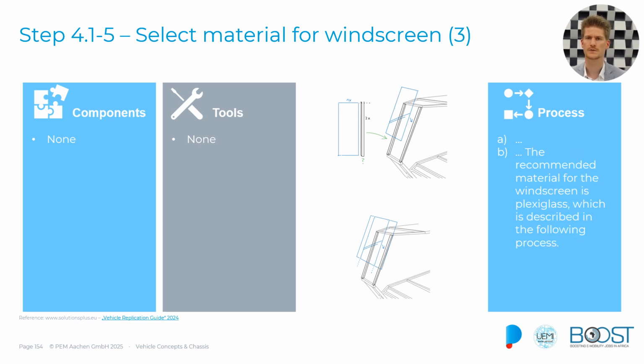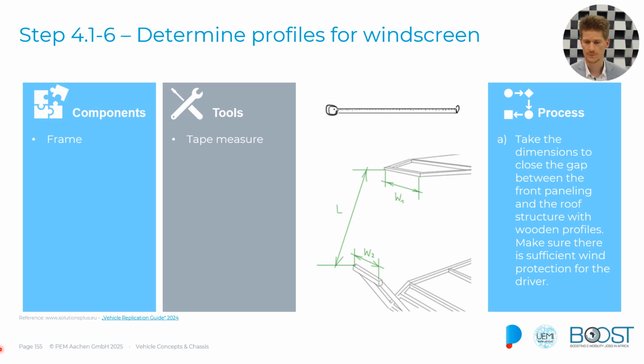There are several things that you could use that are translucent. We would prefer something like plexiglass. It is rather light, it's very easy to deal with, and is not as brittle as glass would be. So in the case of a crash, it wouldn't crack, so there is no hazard here. It would be safe, and it's actually very easy to be replaced. So this is something we would prefer. And then we would go on to determine the profiles for the windscreen.